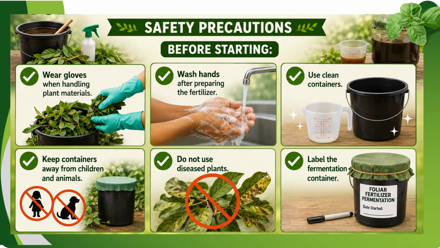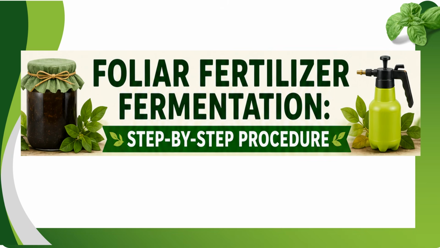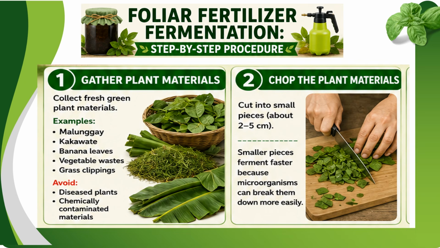Safety precautions in making foliar fertilizer. Before starting, wear gloves when handling plant materials, wash hands after preparing the fertilizer, use clean containers, keep containers away from children and animals, do not use diseased plants, label the fermentation container. Step-by-step procedure in making foliar fertilizer. 1. Collect fresh green plant materials like malunggay, cacahuate, banana leaves, vegetable wastes, grass clippings. Avoid diseased plants and chemically contaminated materials.